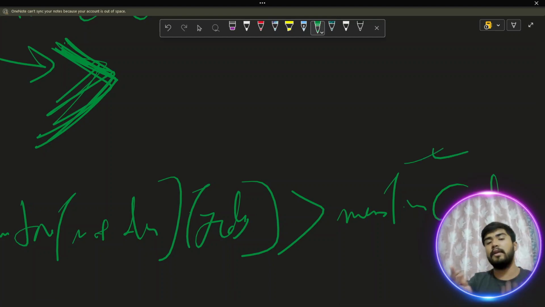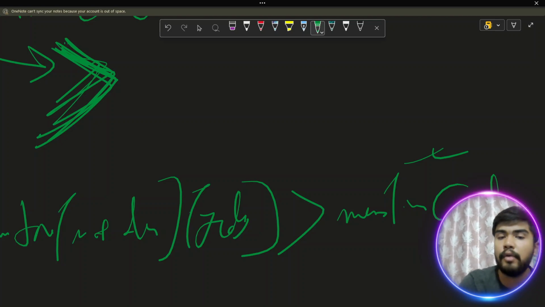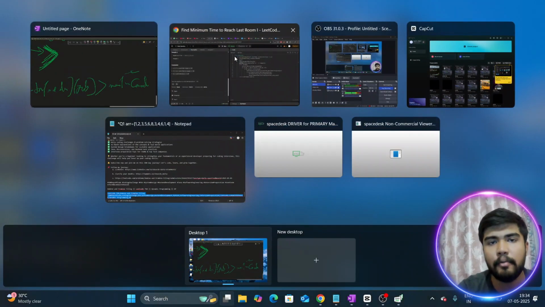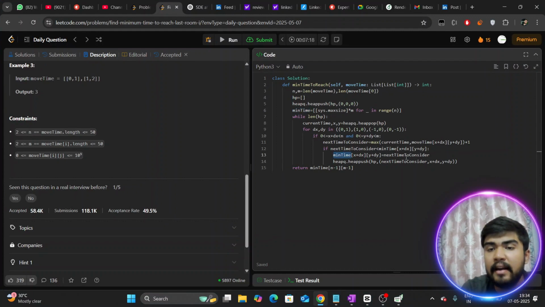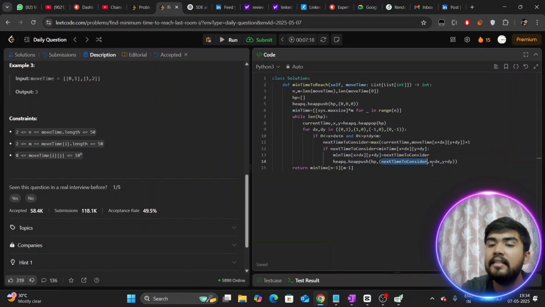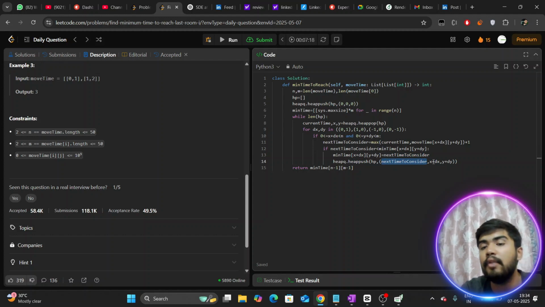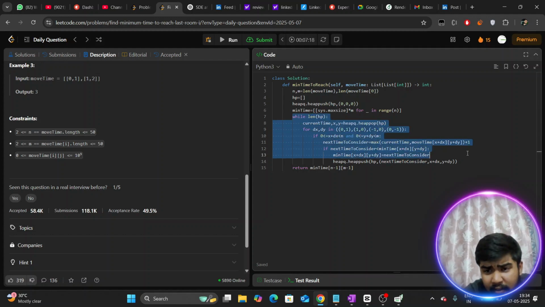What is the min time storing? So we definitely update my min time of x plus dx, y plus dy with this time to consider, and have to push this particular value to our heap queue. Exactly the same things mostly we are doing. Yes, we are updating it with next time to consider, and we are pushing to my heap queue with next time to consider, and those are the cells that we are going to explore, x plus dx, y plus dy. So that is the very naive standard Dijkstra template that I have followed.